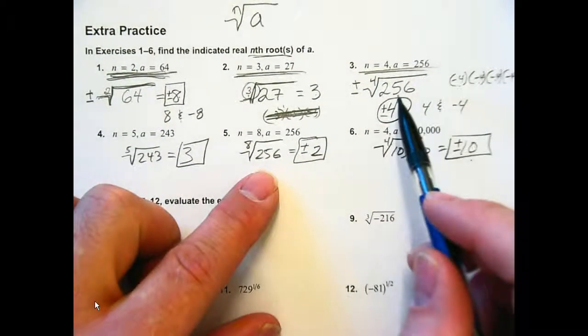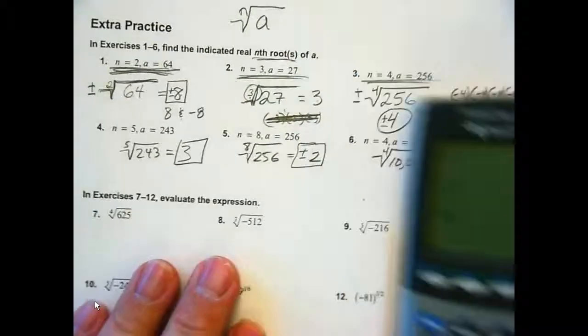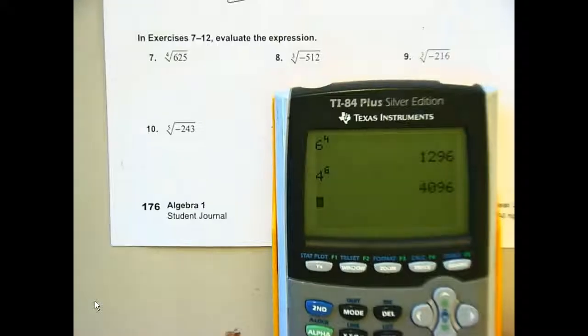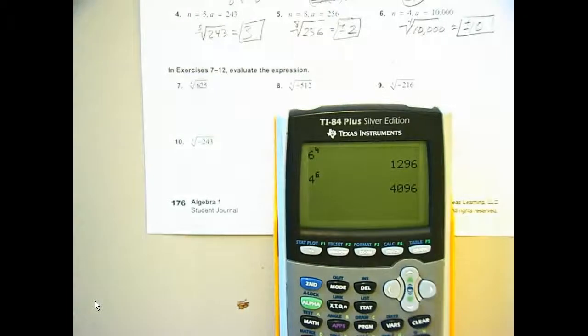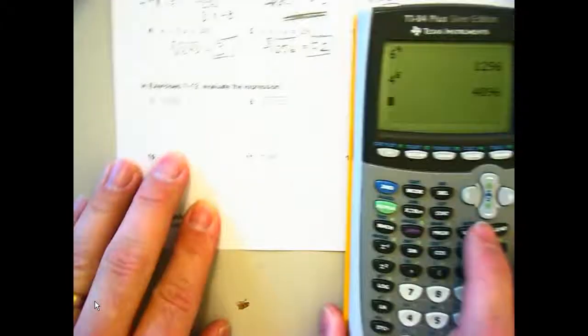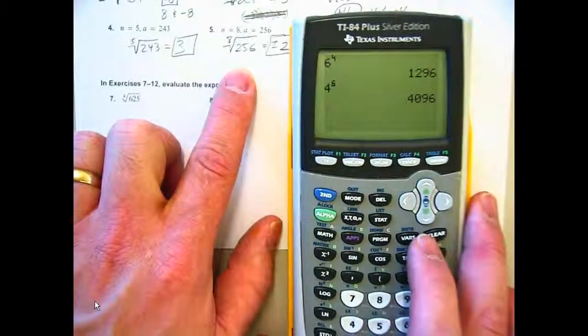Okay, now on number 5, you're taking the 8th root. We didn't actually, on our table here, go out to the 8th root, right? So if you have a calculator, go ahead and grab your calculator real quick. On your calculator, if you want to do the 8th root of 256, it's not going to give you the plus minus, it's just going to give you the positive number.